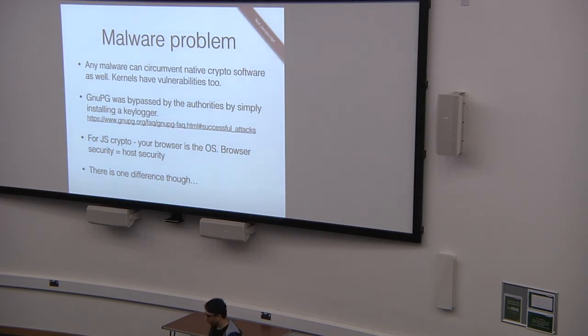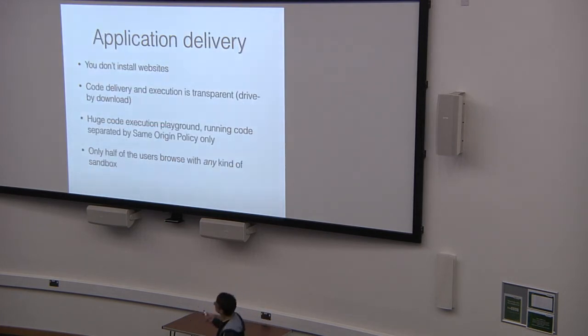So for JS crypto, you need to look at the browser as the equivalent of an operating system for native crypto applications. So browser security in this scenario is sort of equivalent to host security. Unfortunately, there's one difference, and the difference is the application delivery. In order to run something on your computer natively, like a desktop application, you need to install it first. There's a certain process, and you need to download it off a certain code repository or something. In the browser, you can execute arbitrary code by just visiting the URL.